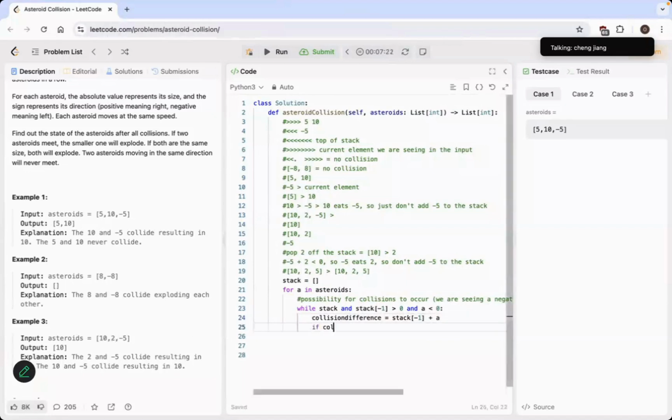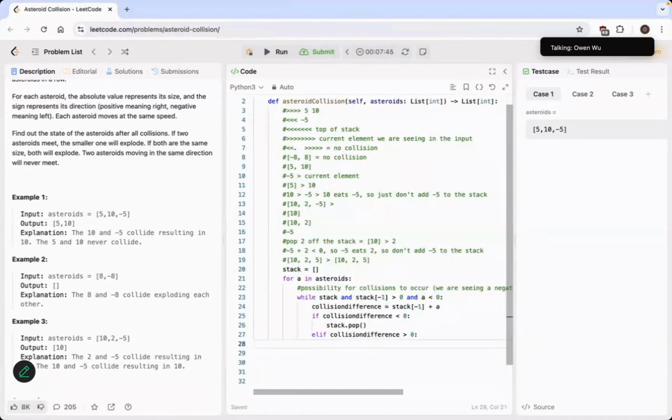If collision difference is less than 0, then that affects whatever's on the stack, so we can stack.pop, right? If the collision difference is bigger than 0, then the guy was eaten, so we don't even have to add it to the stack. One second, let me see. If collision difference is less than 0, stack.pop. Okay. So we can just set a equal to 0 because 0 has no weight. So that's the equivalent of not adding this guy to the stack if 2 was bigger than -5.